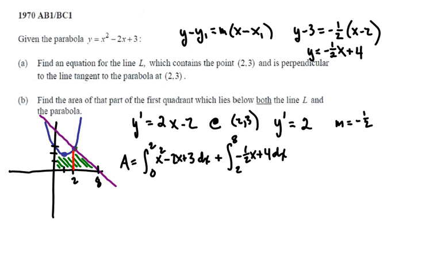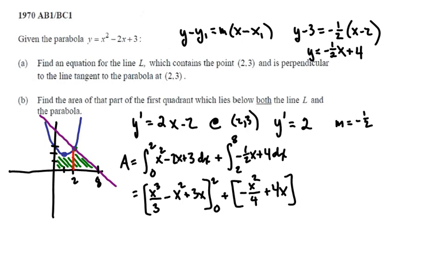Finding the antiderivative of the first, it's x to the third over 3 minus 2x squared over 2, which comes out to be x cubed over 3 minus x squared plus 3x. We're going to evaluate that at 2 minus at 0. For the second one, it's going to be negative 1/2 times x squared over 2, so that's negative x squared over 4, plus 4x, evaluated at 8 minus at 2.